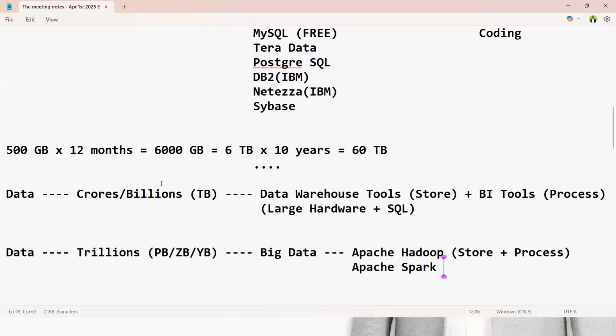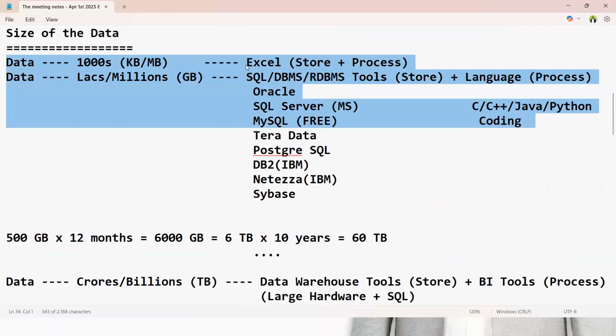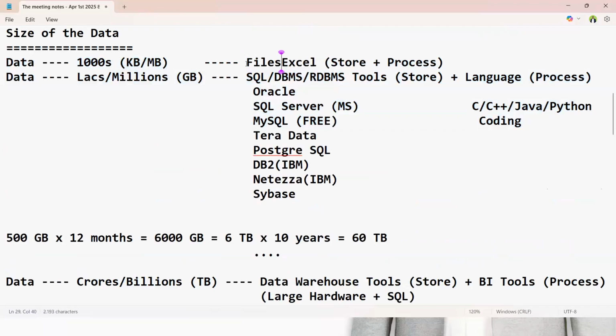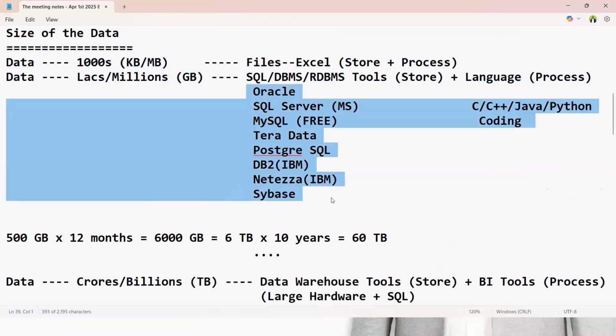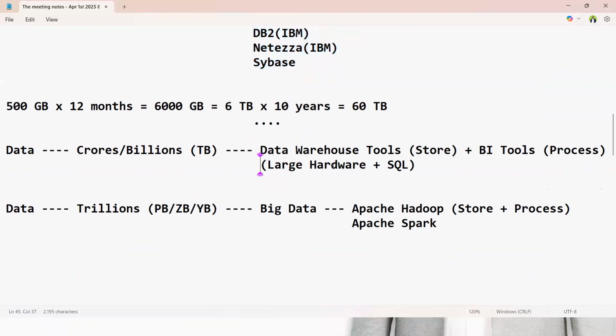Clear? If you want to store the data, we have only four things. One is either Excel sheets or files. Any files you can have, Excel sheet, CSV files. So GBs of data means a simple normal computer you can buy. You can install Oracle or SQL Server. You can store the data. But if you would like to store a large amount of data, buy bigger hardware, and these hardwares are available. These data warehouses are available in your data centers.